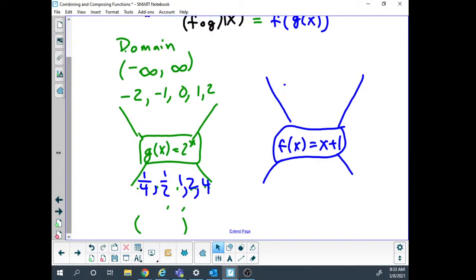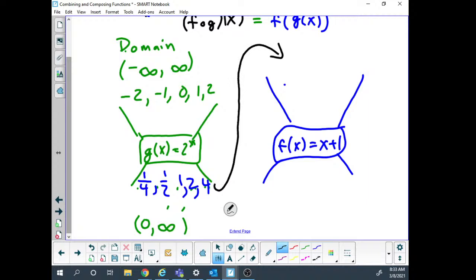Now, what's the range here? What are the possible y values? Can I get 0? No, you can't get 0. You can get really close to it, right? Anything up to 0, but not including it. So now these become the input for my new function f, which is x plus 1. My domain here would be 0 to infinity if I'm looking at all possible inputs. And just as an example, we're looking at these: 1/4, 1/2, 1, 2, 4.